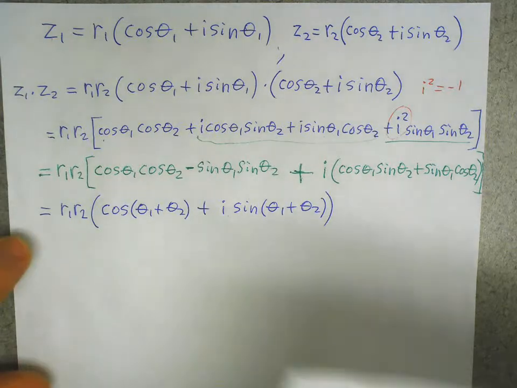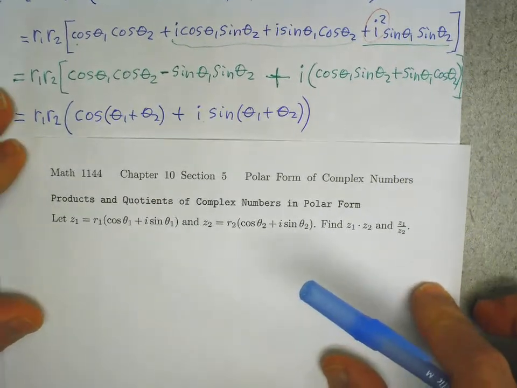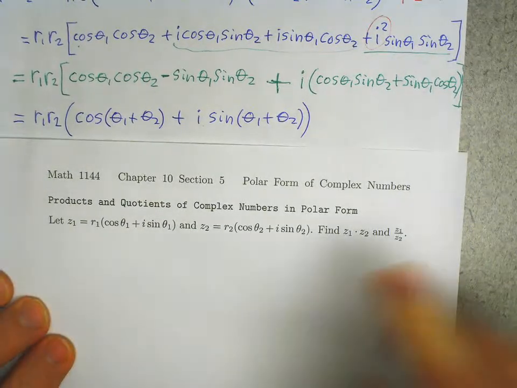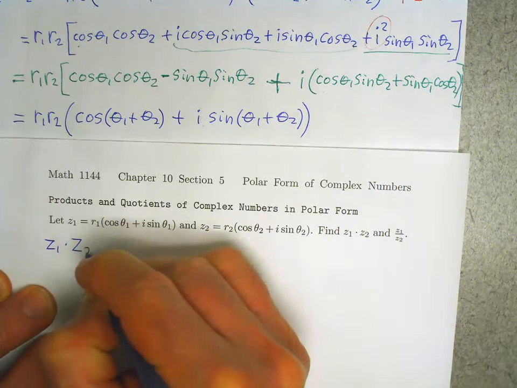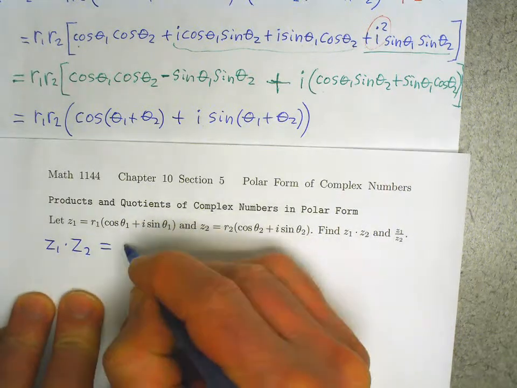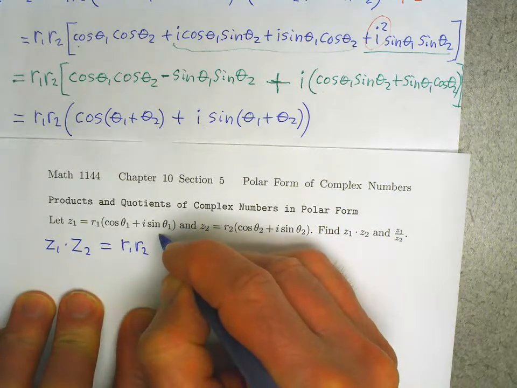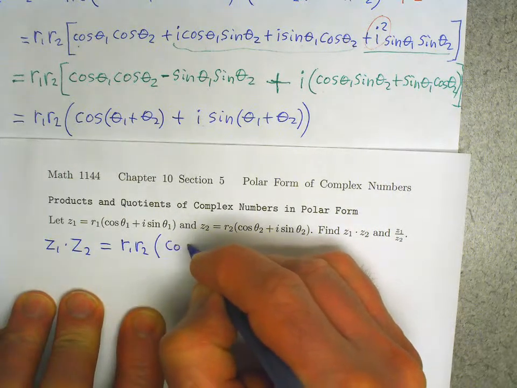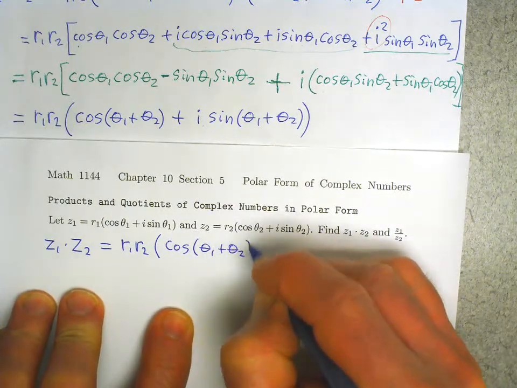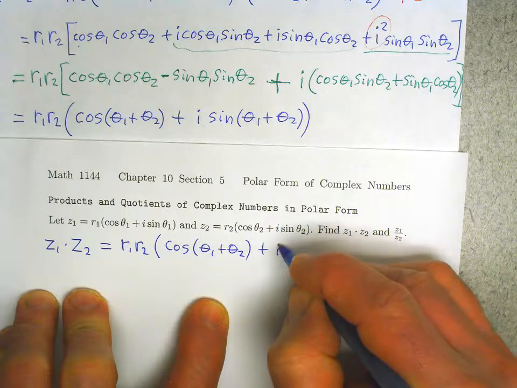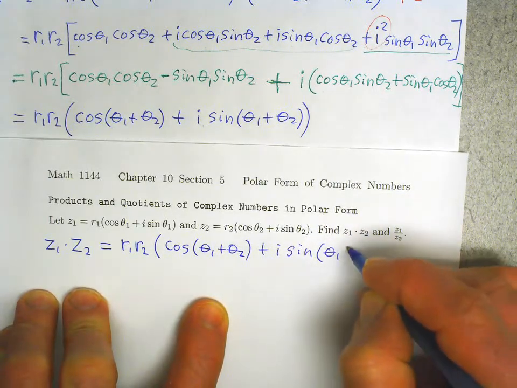Okay, so I'll rewrite this on our lecture notes just to summarize. So z1 times z2 is r1 times r2 times the quantity cosine of theta 1 plus theta 2 plus i times sine of theta 1 plus theta 2.